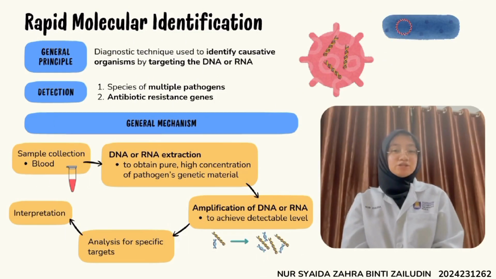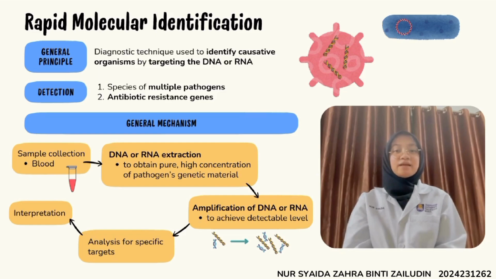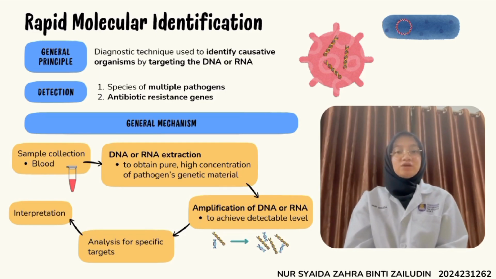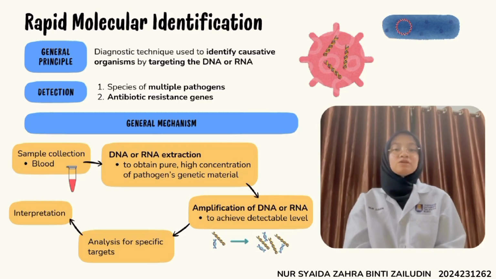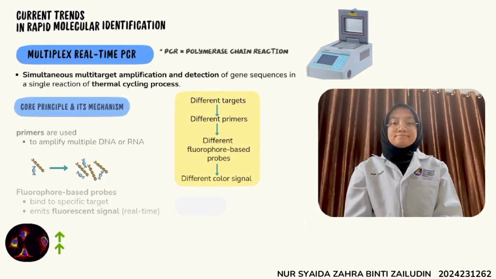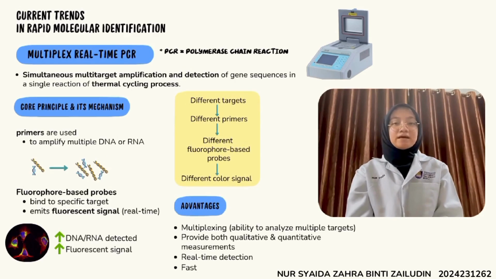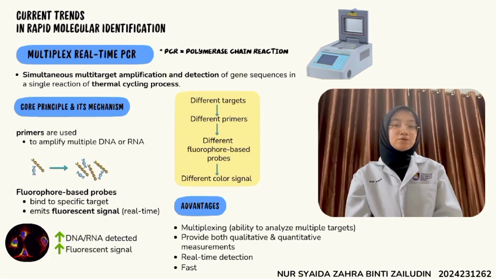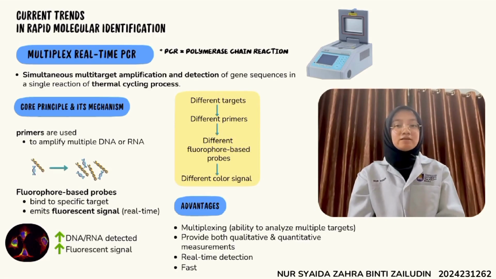Rapid molecular identification is a highly specific and sensitive diagnostic technique that targets DNA or RNA of pathogens. Its faster and accurate identification enables early detection of multiple pathogens causing infection, as well as supporting clinical decisions to narrow the antibiotic therapy for efficient treatment. Generally, before detection is done, pure DNA or RNA is obtained by an extraction process, then it is amplified to increase test sensitivity. The first current trend is multiplex real-time PCR, which allows for simultaneous multi-target amplification and detection of gene sequences in a single reaction of the thermal cycling process.